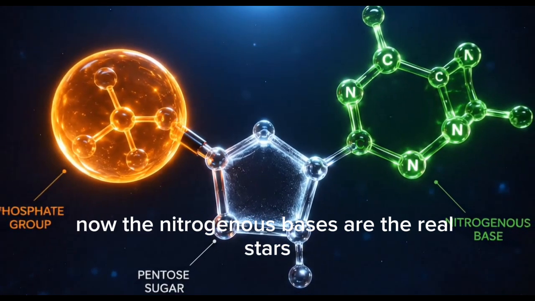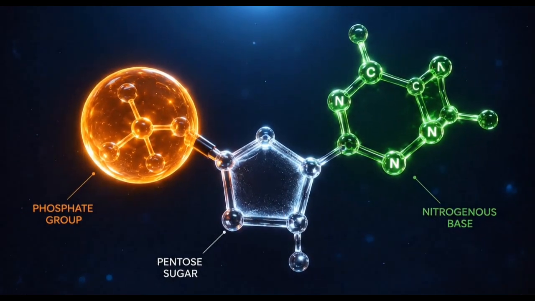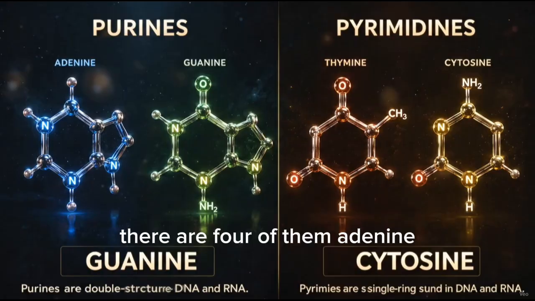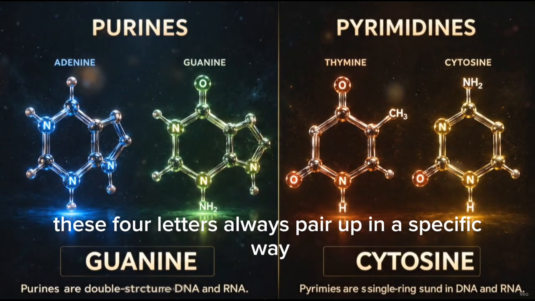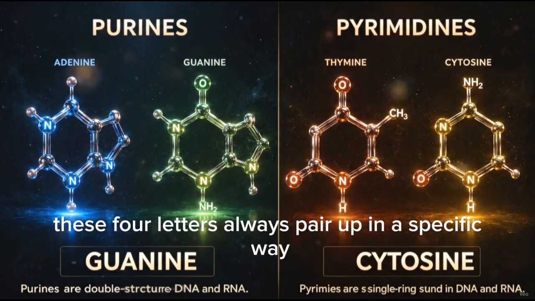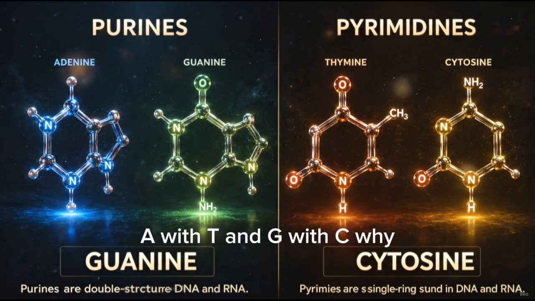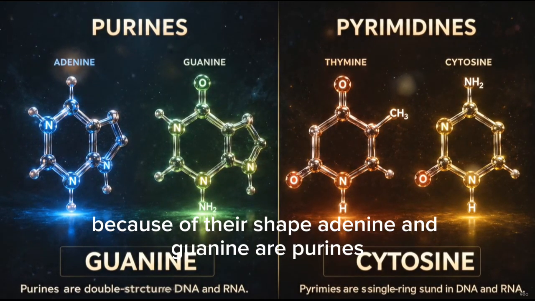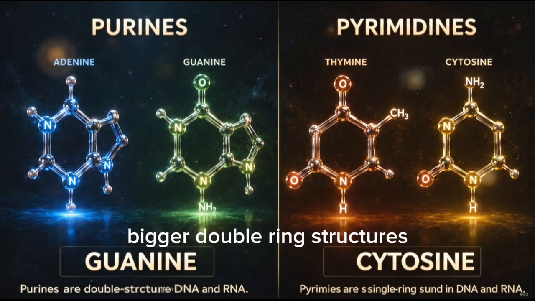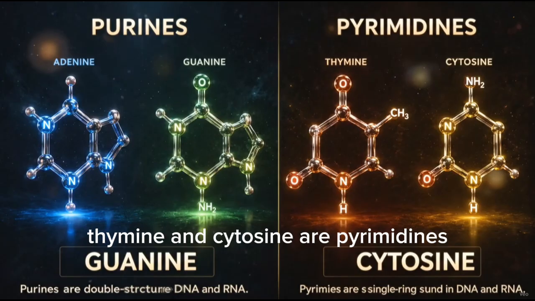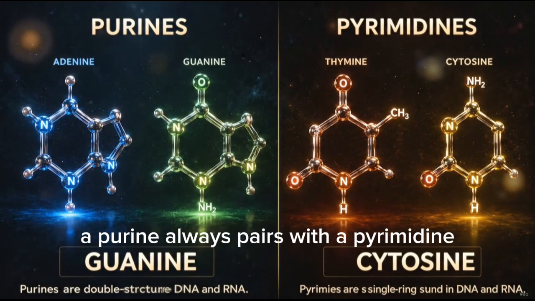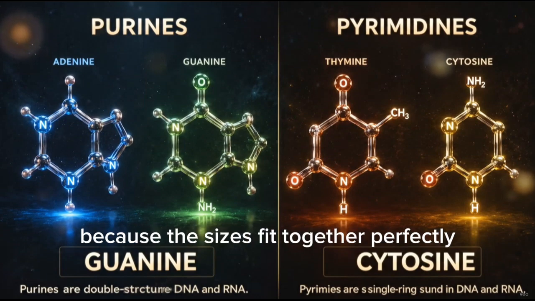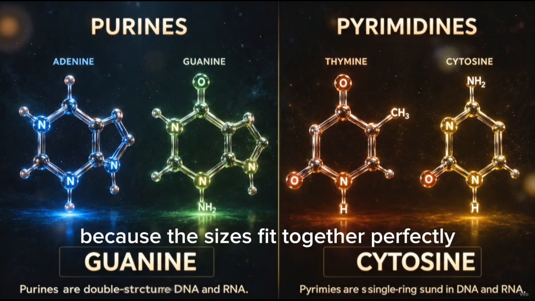Now, the nitrogenous bases are the real stars. There are 4 of them: adenine, thymine, guanine, and cytosine. These 4 letters always pair up in a specific way: A with T and G with C. Why? Because of their shape. Adenine and guanine are purines, bigger double ring structures. Thymine and cytosine are pyrimidines, smaller single ring structures. A purine always pairs with a pyrimidine because the sizes fit together perfectly.